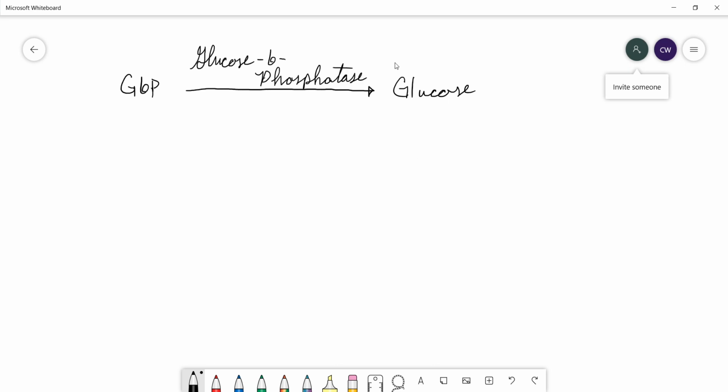This happens exclusively in the liver. Glucose 6 phosphatase is only present in the liver. So this final stage has to be done by your liver every time. And we get our inorganic phosphate out.